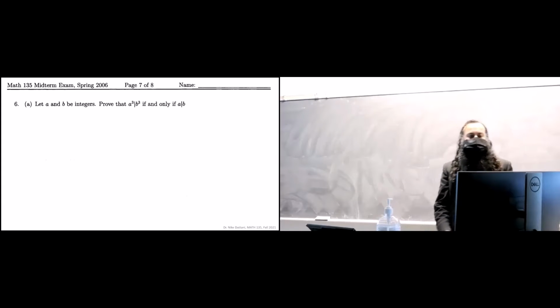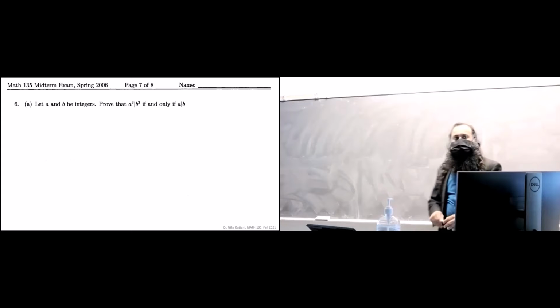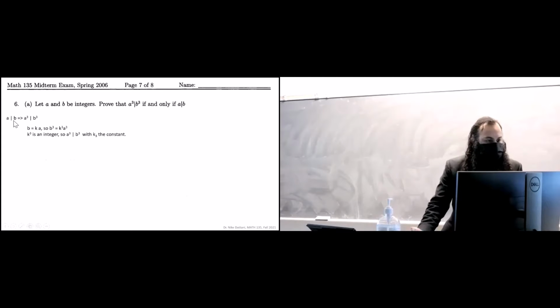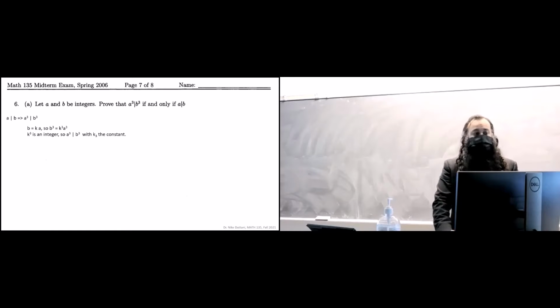Let a and b be integers, prove that a cubed divides b cubed if and only if a divides b. First direction is so easy, right? a divides b, that means b equals ka. You can look at this at home on the GitHub page if you want. The other direction is harder.